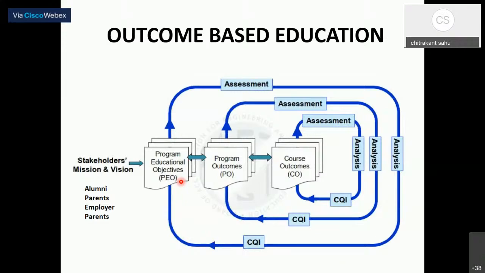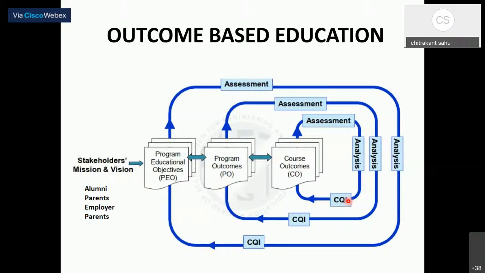Similarly, we have program outcomes for each year. What is the outcome of a program? If we are talking about a UG engineering program or mechanical engineering, what is the outcome of a UG engineering program? Then we further go to each course or subject level, which is called the course outcomes. And for continuous quality improvement, continuous assessment and analysis are required.